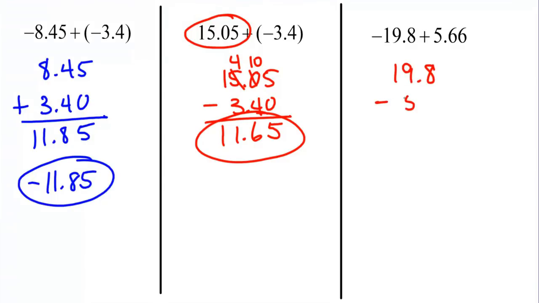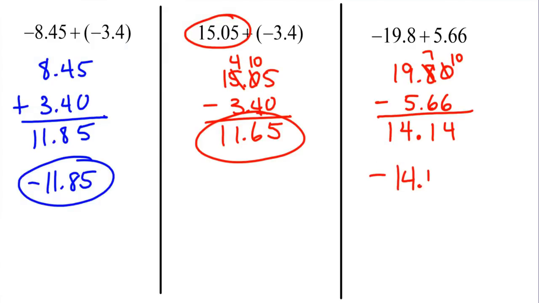So I'm basically taking away 5.66 from 19.80. Here I'm going to borrow, 4, 1, bring the decimal down, 4, 4, and I know that's going to be negative 14.14 because I went less negative on the number line but didn't quite get to the positives. So that's adding our decimals together, remembering the same rules we used for integers.